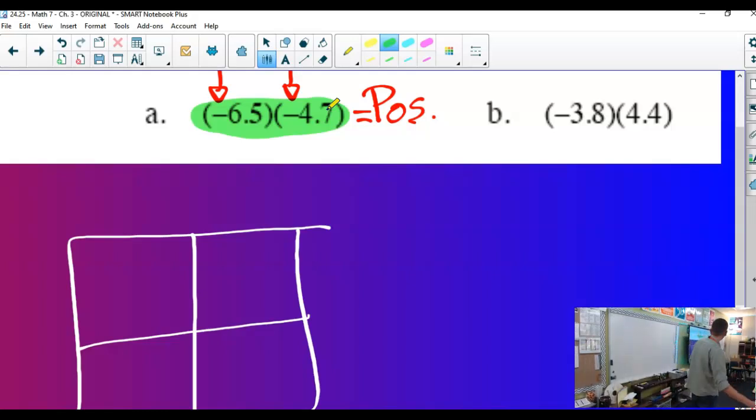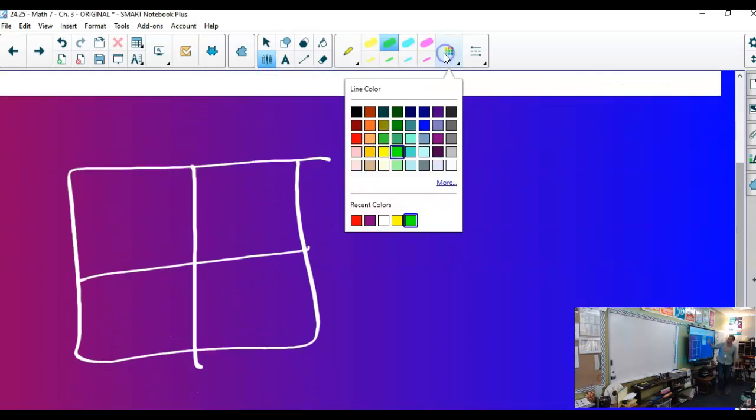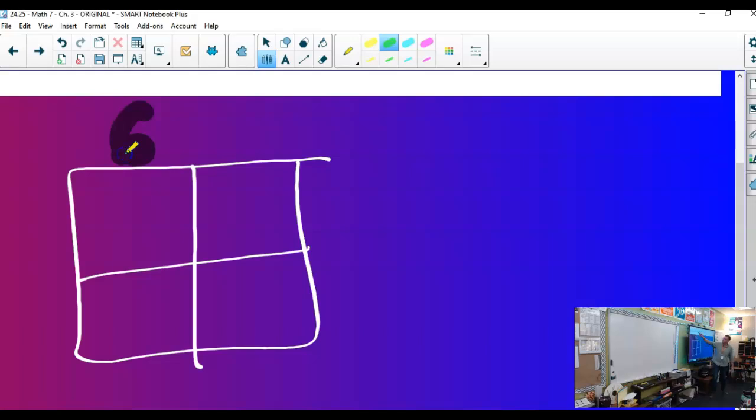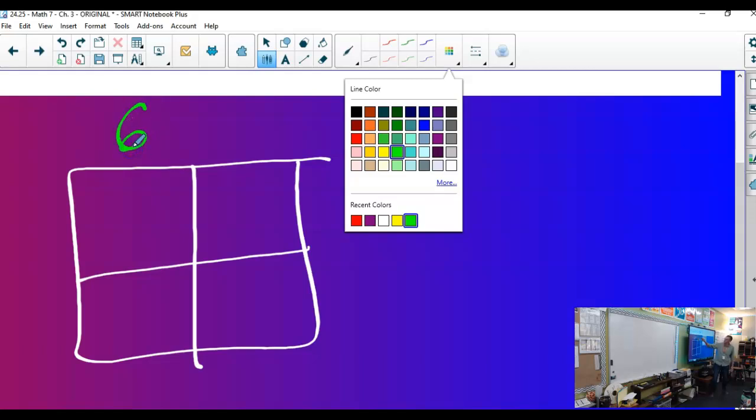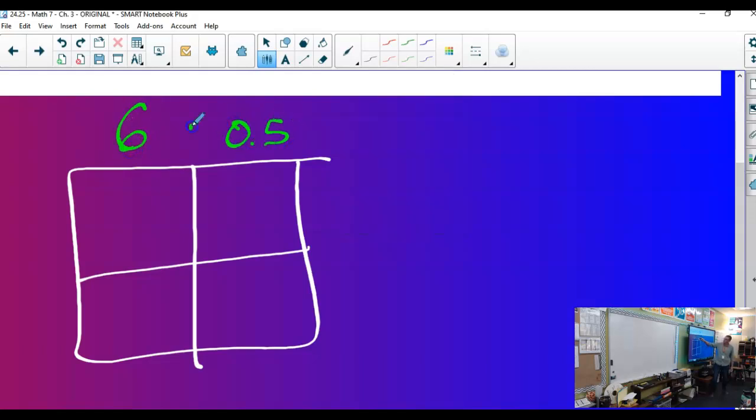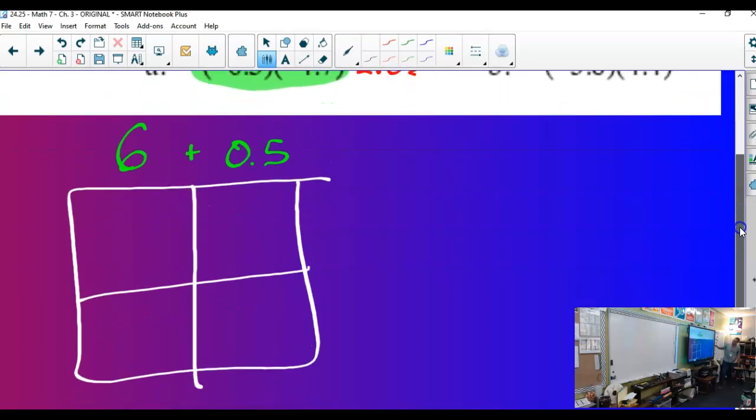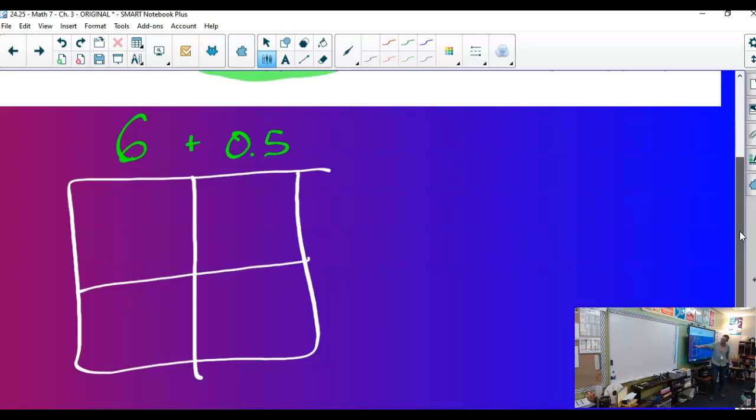Mason, if we all agree to put the first number on top, do you know how to tell me what to do on top? First number, I did 6.5. Yep. We did 6.5. 6 and 0.5. And you can put the plus between if you want. I mean, we know what's happening. And then 4 and 0.7. Yeah. 4 and 0.7.